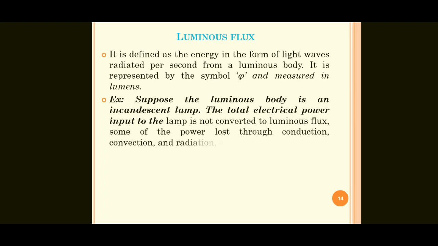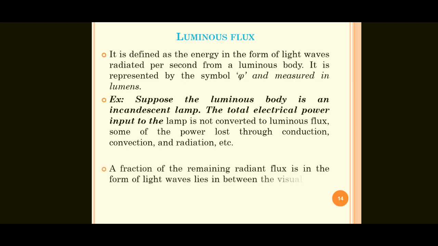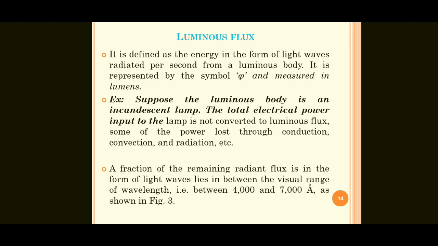The total electrical power input to the lamp is not converted to luminous flux. Some of the power is lost through conduction, convection, radiation, etc. A fraction of the remaining radiant flux is in the form of light waves, which lies in the visible range of wavelength, that is between 4,000 to 7,000 angstrom units, as shown in figure 3.